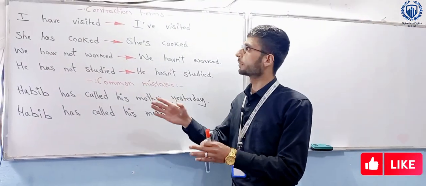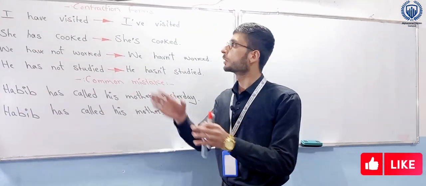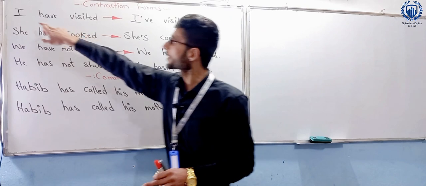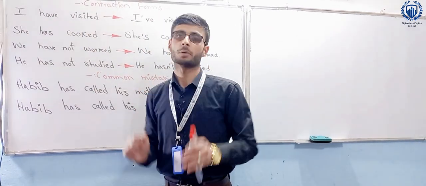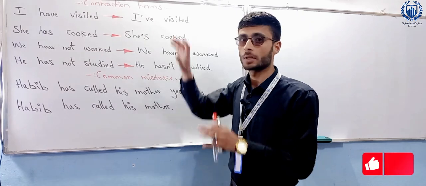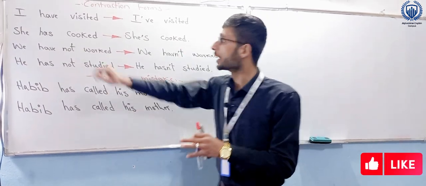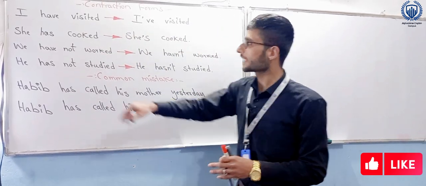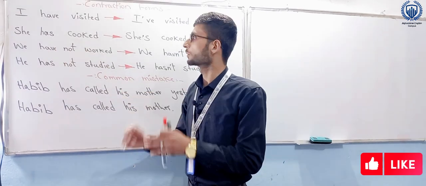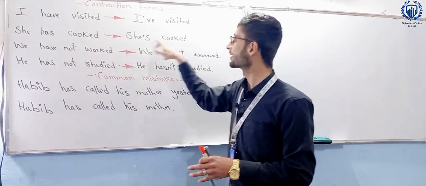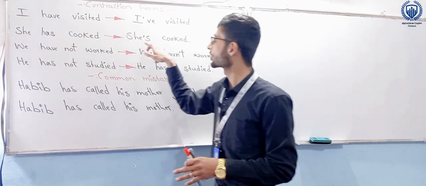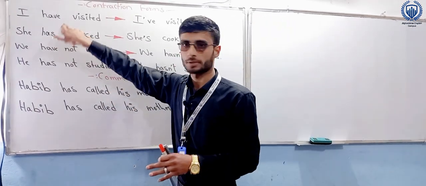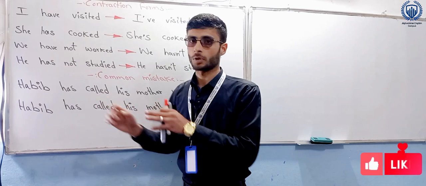In this part, we want to talk about contraction forms of the auxiliary verb with the subject. Here we have "I have visited." This I with have has a contraction form: I've visited. See, the pronunciation is a little different. I have visited, I've visited. The next one is with has. How can we contract it with has? She has cooked, she's cooked. See, she has, she's. She has cooked, she's cooked. This is the positive form of that. Let's come to the negative contraction.